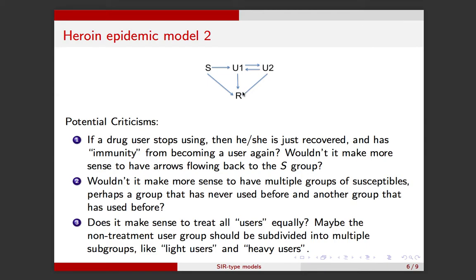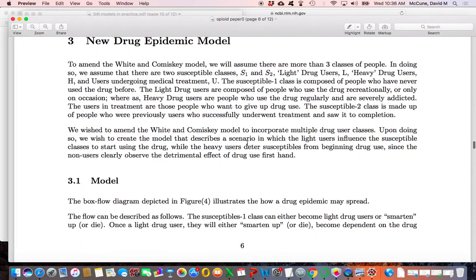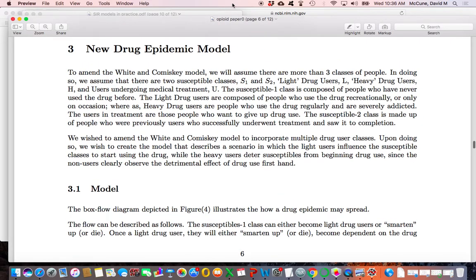However, you could, of course, if you want to, build a model that takes all these criticisms into account. Let me quickly show you one of them, this one. Okay, so this is a Batista model from 2009, I think. So pretty recently, or pretty soon after White Comiskey.